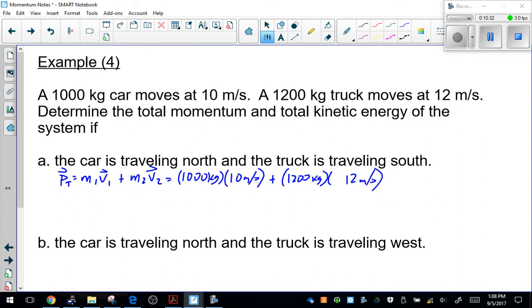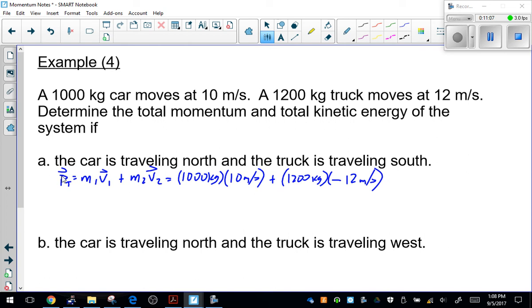Is that right? Negative, good. You can see that I left a space there to put in the negative. Why is it necessary to put the negative in there for the velocity of the truck? That's right. The car is going to the north, and the truck is going to the south. Momentum and velocity are vectors. So if they're vectors, we need to include direction associated with it.